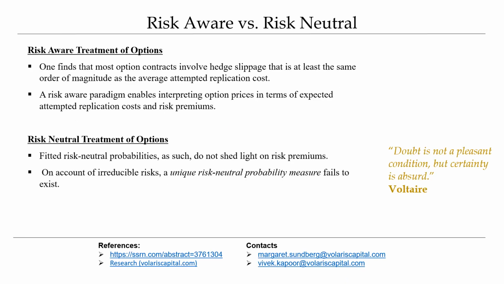To conclude, one finds that most option contracts involve hedge slippage that is at least the same order of magnitude as the average attempted replication cost. Hence the practical relevance of acknowledging risk premiums. Fitted risk-neutral probabilities, as such, do not shed light on risk premiums. On account of irreducible risks, a unique risk-neutral probability measure fails to exist.